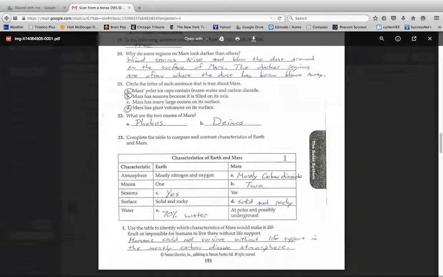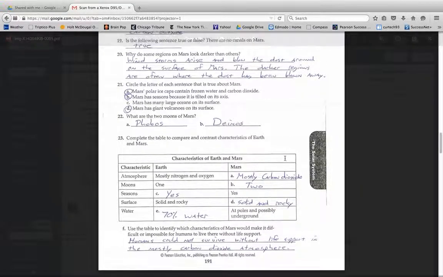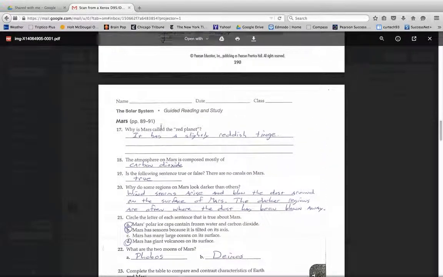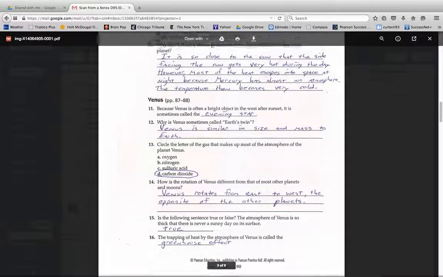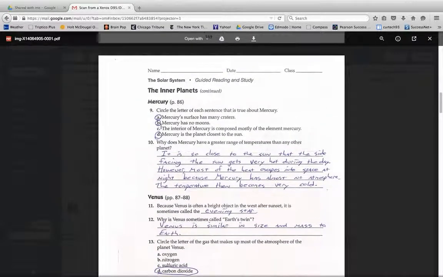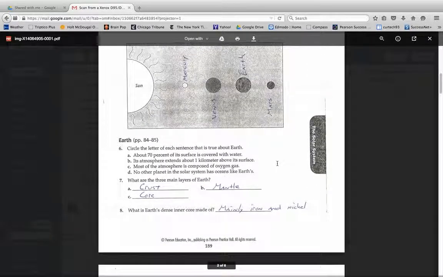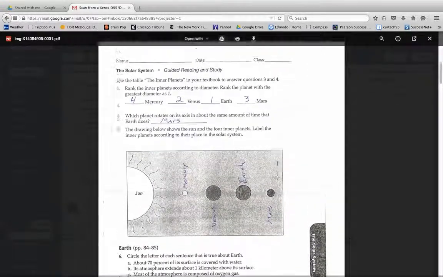All right, that's it for the inner planets. Again, make sure you have a mark next to every single question. That just kind of proves that you've gone through and checked everything. Anything that you need to add, you can write in the margins. If you had any mistakes, make sure you correct those.